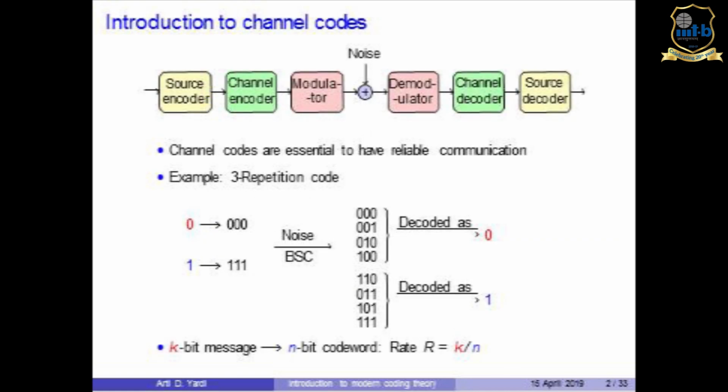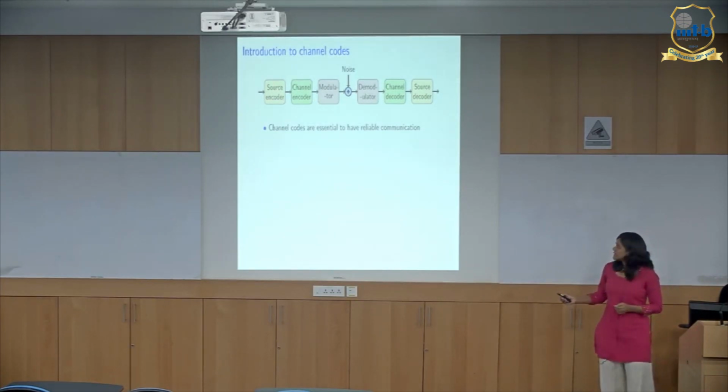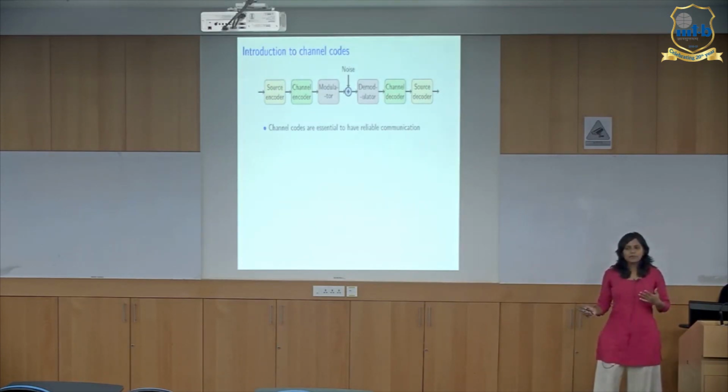Now, here is our typical digital communication block diagram. The messages that are to be transmitted are first compressed using the source encoder, and these compressed messages are then encoded using the channel code. And as we all know, these channel codes are essential to have a reliable communication in this digital communication systems. These codes help to correct the errors that are caused due to the channel. Hence, these codes are also called as error correcting codes.